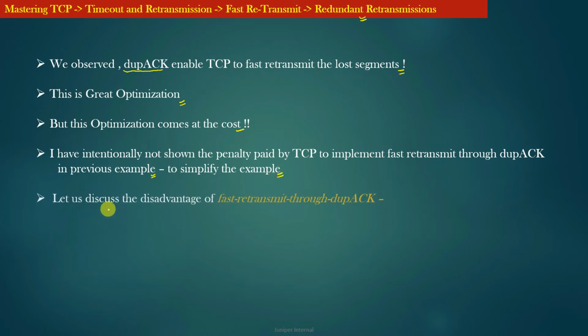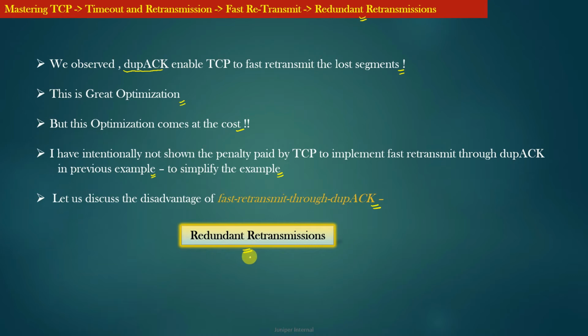So now let us discuss the disadvantage of fast retransmit through duplicate ACK, and that disadvantage is nothing but redundant retransmission by the TCP sender. Let us understand this disadvantage of duplicate ACK in detail.